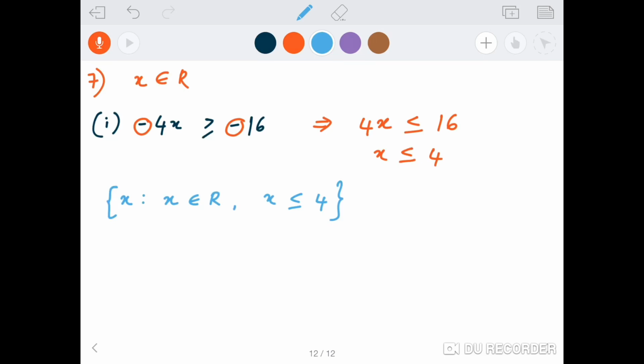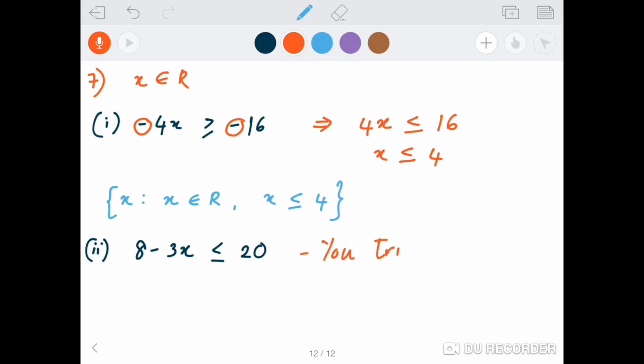So whatever I've written in blue is what your final answer is going to be, because you can't really write this as a solution set in terms of numbers, because there will be infinitely many real numbers which are less than or equal to 4. So you just write it in that format. Let's look at the next question.